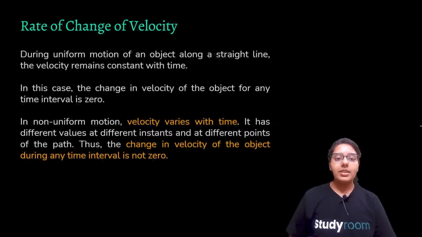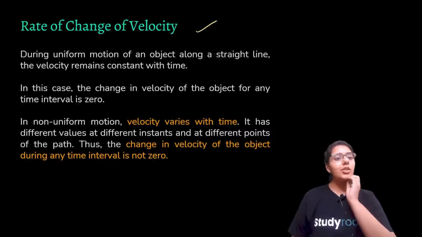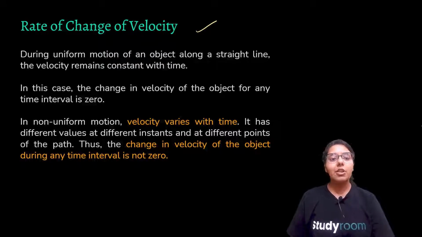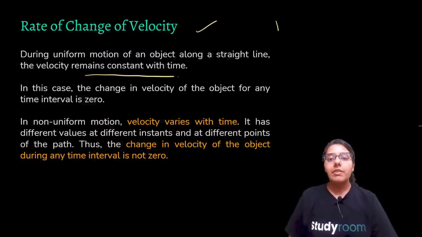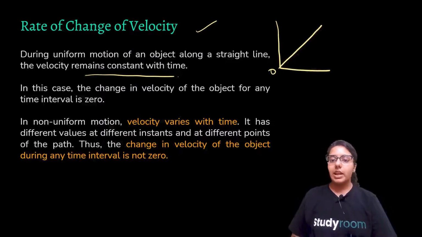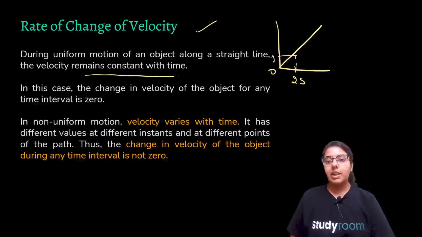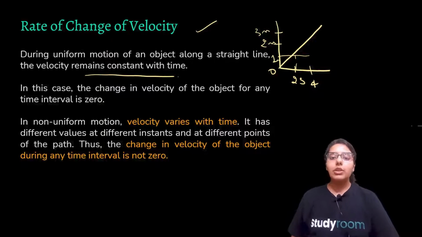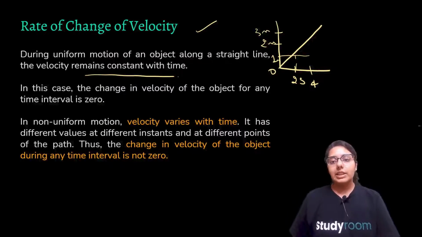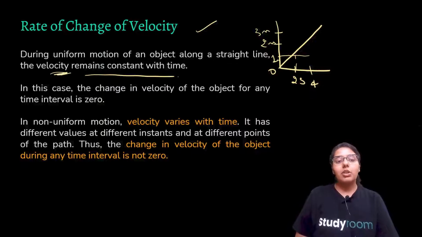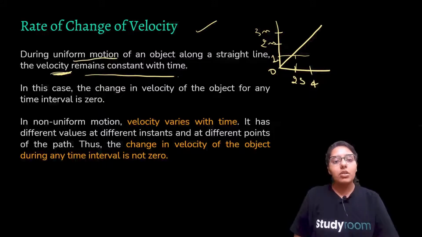So acceleration is rate of change of velocity. During uniform motion of an object along a straight line, the velocity remains constant with time. When we are talking about uniform motion, like we saw its graph, in 2 seconds the body has covered, suppose, 1 meter. In 4 seconds, suppose 2 meters. Like 1 meter every 2 seconds, it's a uniform motion, right? So your velocity is constant with time. Your velocity is not changing. Your speed with direction is not changing. So that is your uniform motion, right?